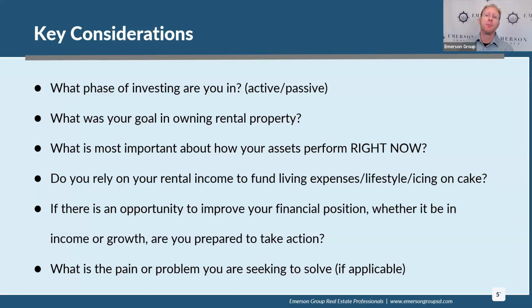Take yourself back to when you first bought your first property. And maybe it wasn't even a rental. It was your primary that became the rental. But what was the goal? What's most important about your asset's performance right now? How do you need your money to work for you to support you and your family for now and longer term? Do you rely on your rental income to fund your living expenses, to fund your lifestyle, or is it just icing on the cake? We're really getting clear on what's important about what we need from our property, and the way our capital will work for us.